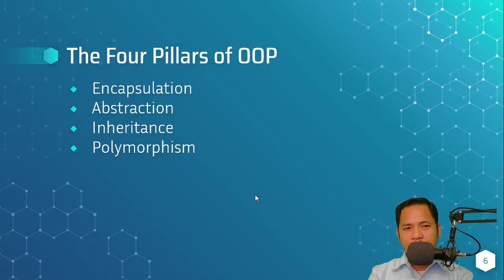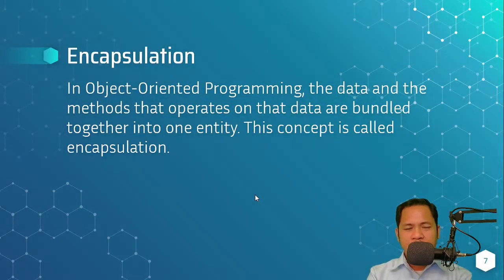There are four pillars of object-oriented programming. One is encapsulation, another is abstraction, another is inheritance, and finally, polymorphism. Encapsulation is when the data, which are the information, and the methods, which are the actions of an object, are bundled into one entity. That is the concept of encapsulation.